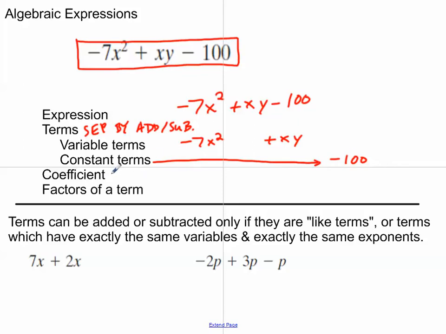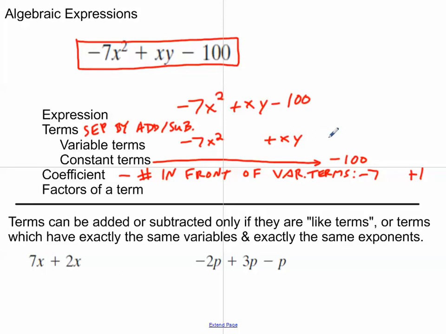What are the coefficients? Coefficients are the numbers that are usually in front of variable terms. So what are they? The coefficient of negative 7x squared would be negative 7. That would be the coefficient. What's the coefficient of plus xy, or xy? The coefficient of plus xy would be plus 1, or just 1. Because remember, if there's no number written there, we have to assume there's a 1 there. If there's no plus sign, we have to assume it's a positive sign in front of it.